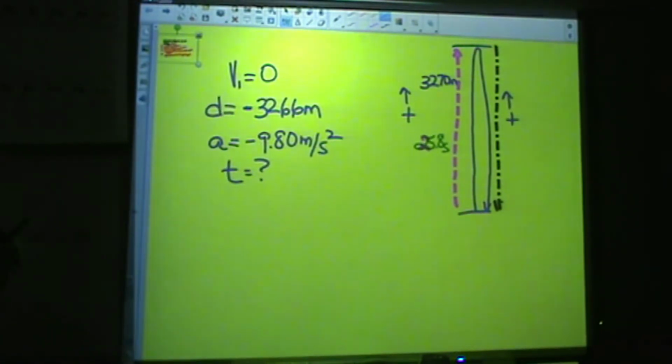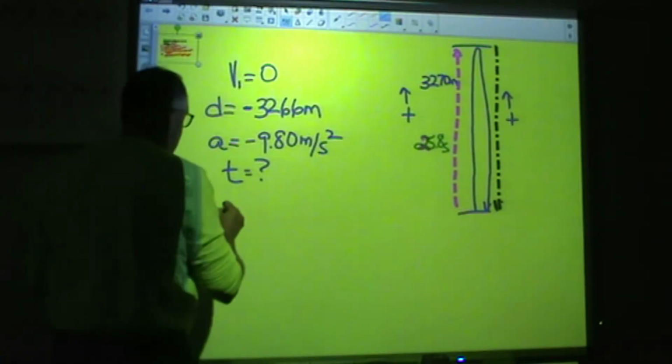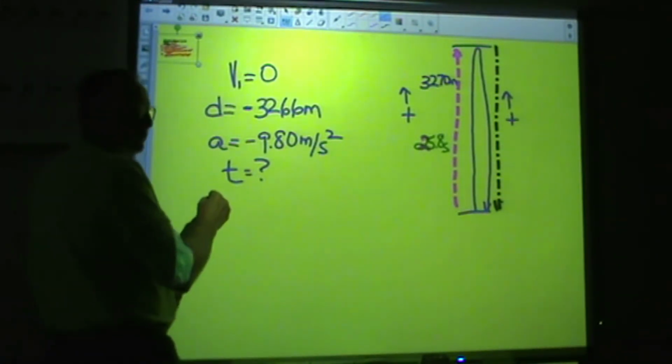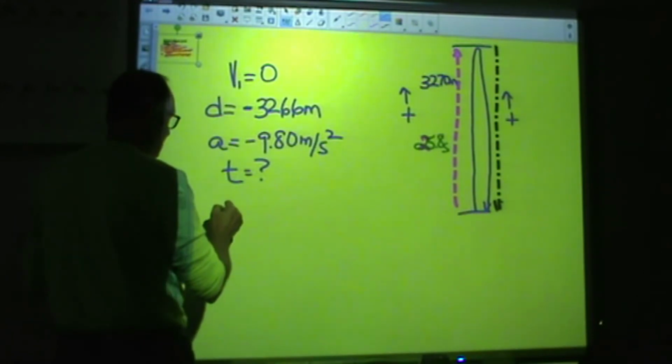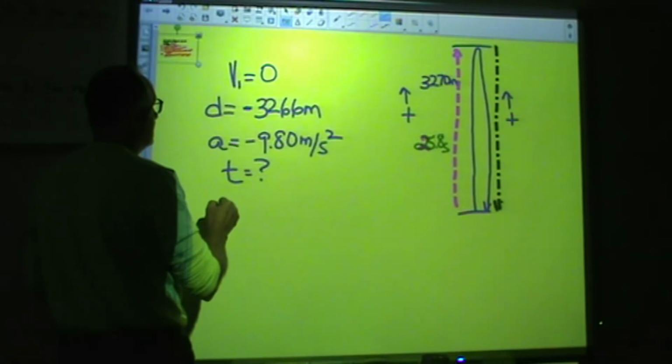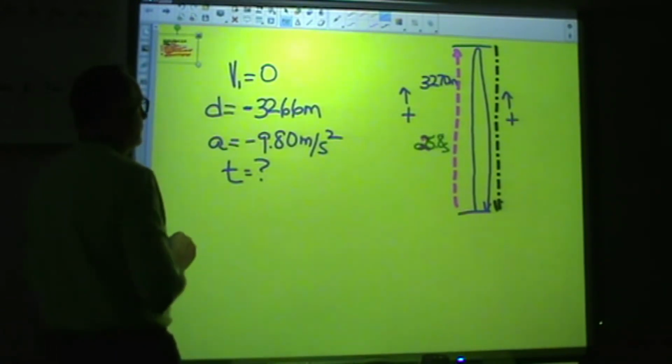So we need a formula with V1, D, A, and T. We don't have V2, so probably best off using, which one did you use, Savannah? I used T equals V2 minus V1 over A. That's why I said I got the wrong answer. You don't know V2. I know.